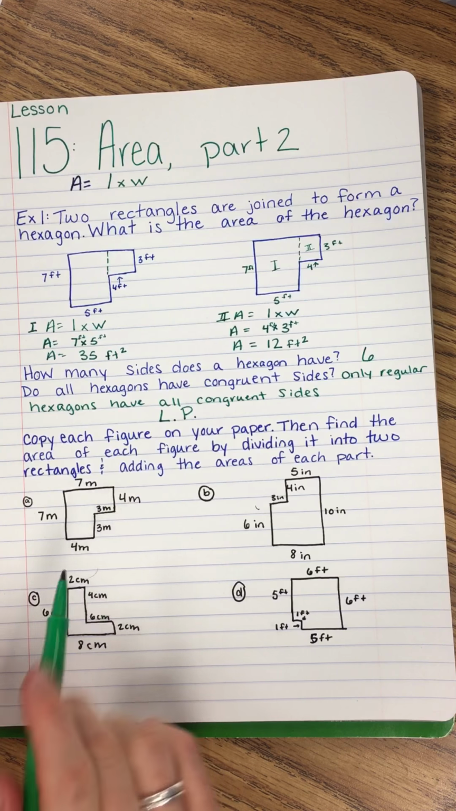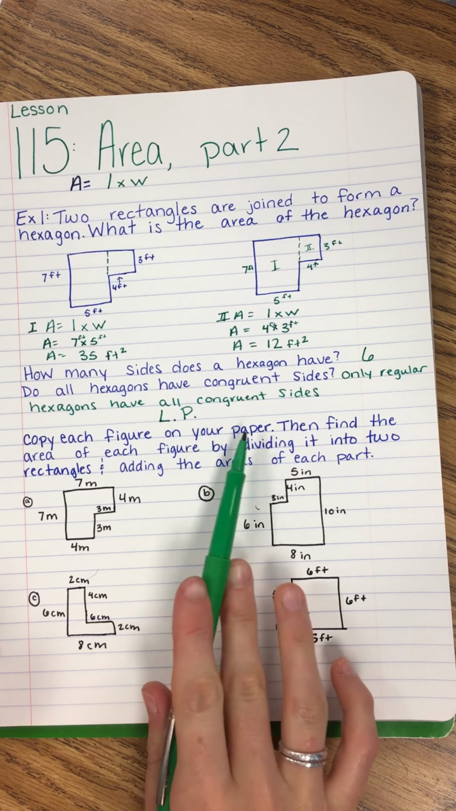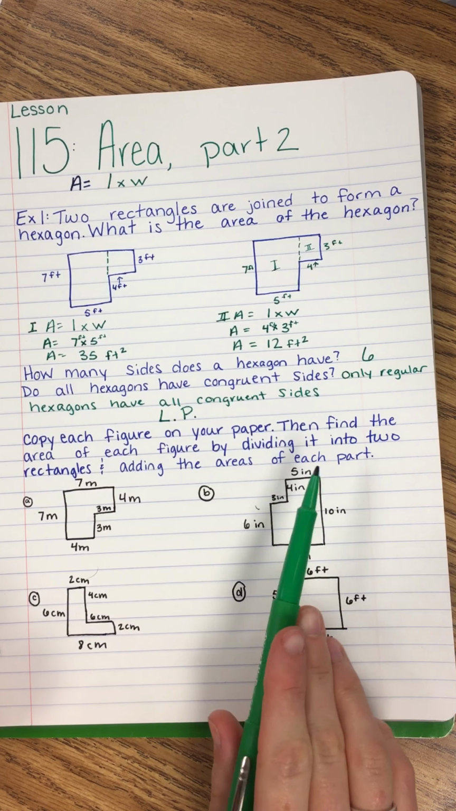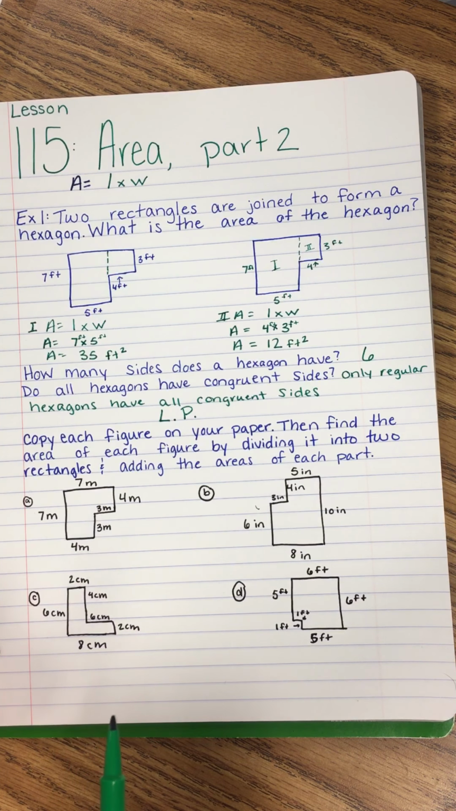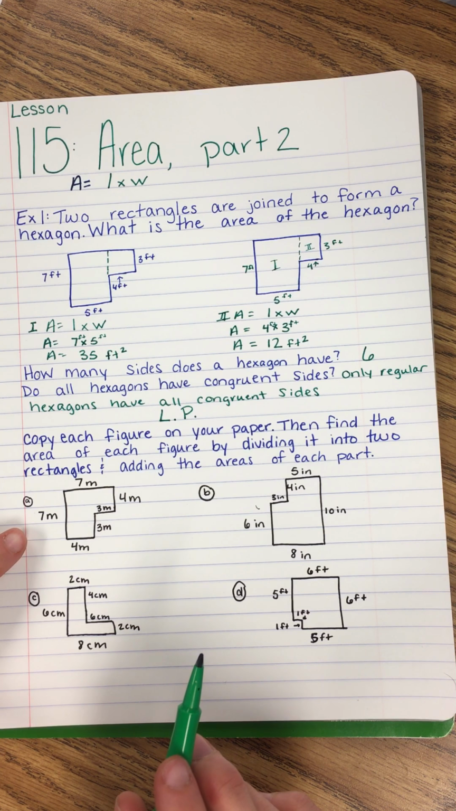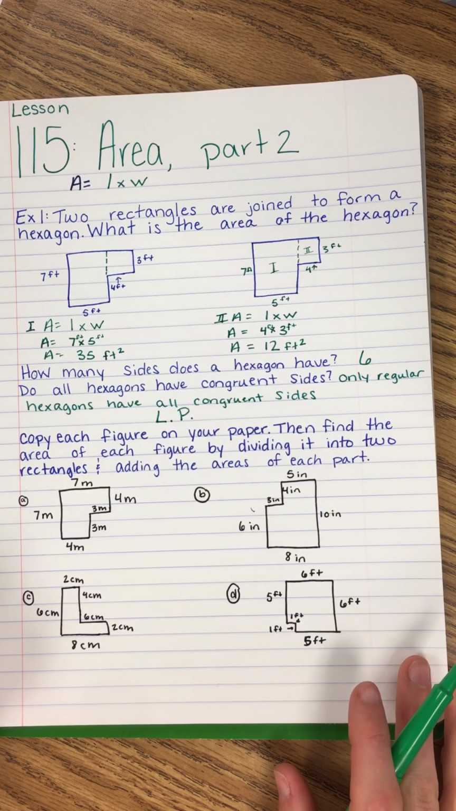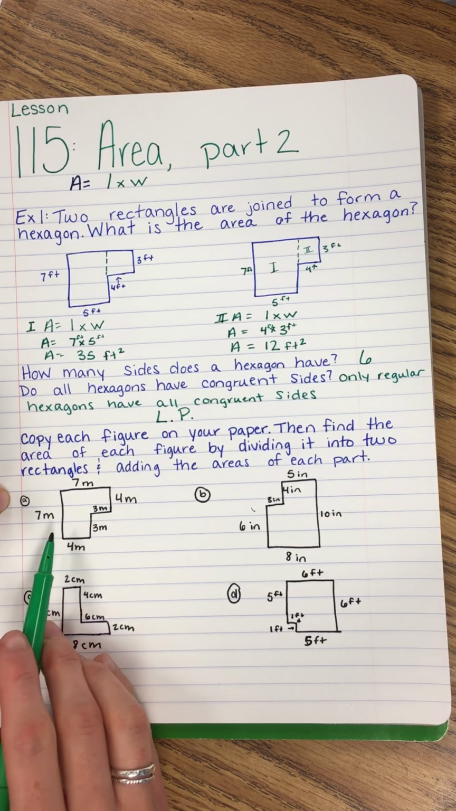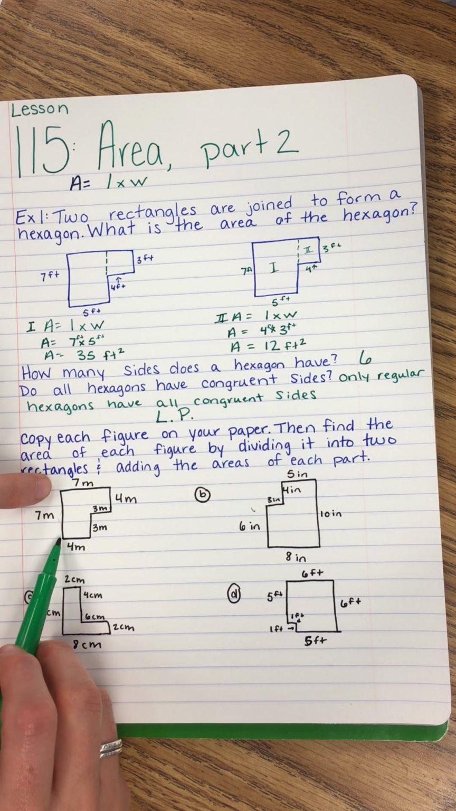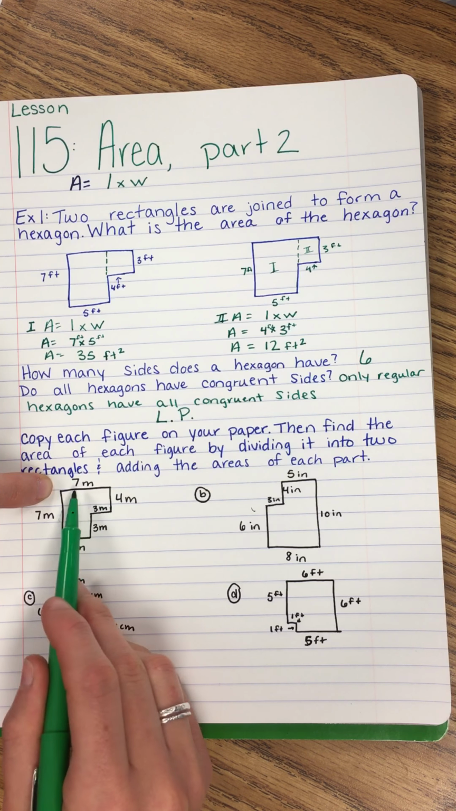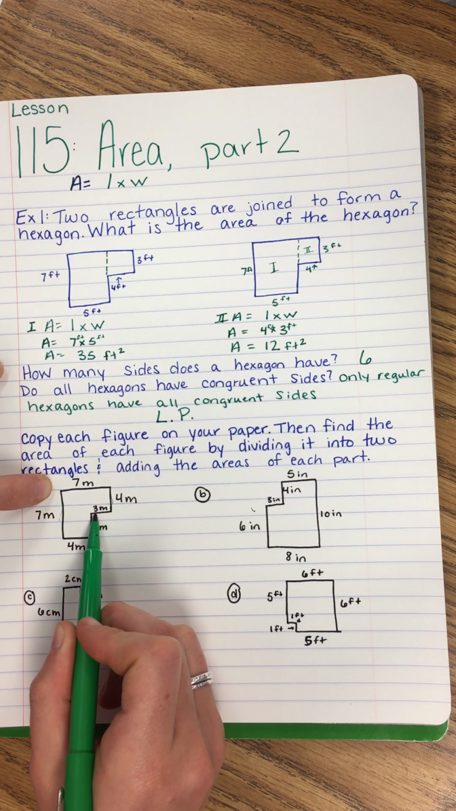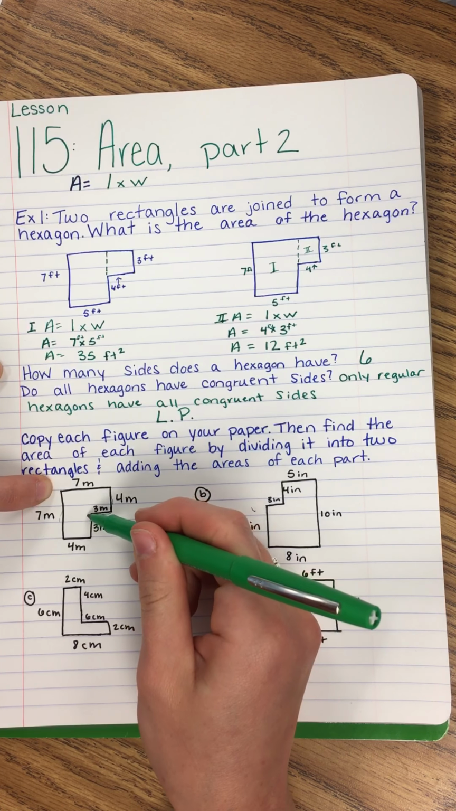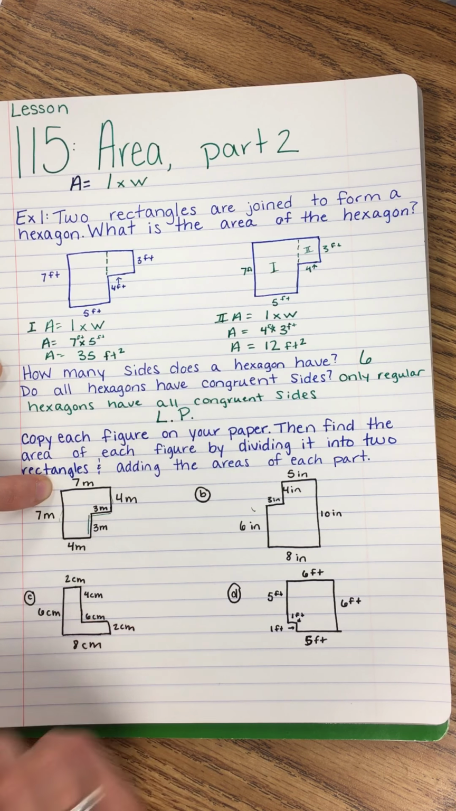Okay, lesson practice. Copy each figure on your paper. Then, find the area of each figure by dividing it into two rectangles and adding the areas of each part. All right, so I don't do these with you because this is not an example, but I will tell them to you. A, you have this side is 7 long, and also on the top it's 7 meters, 7 meters and 7 meters. And then it comes down and it's 4 meters, and this guy right here is 3 meters, and this guy right here is also 3 meters, and then the one on the bottom is 4 meters.